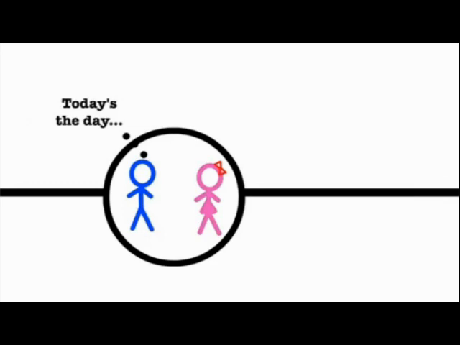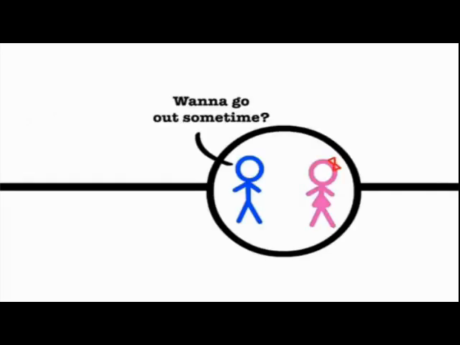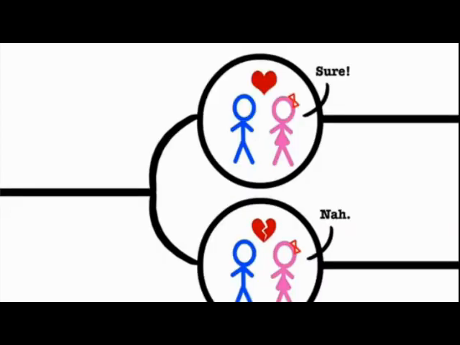Say you're planning on asking out a girl, right? You're like, oh, today's the day. I'm gonna ask this hot chick out. And then you ask if she wants to go out. Now, she will either say yes or she will say no. She can't say both. So this is where quantum mechanics says it's not a decision. Actually, the timeline splits.